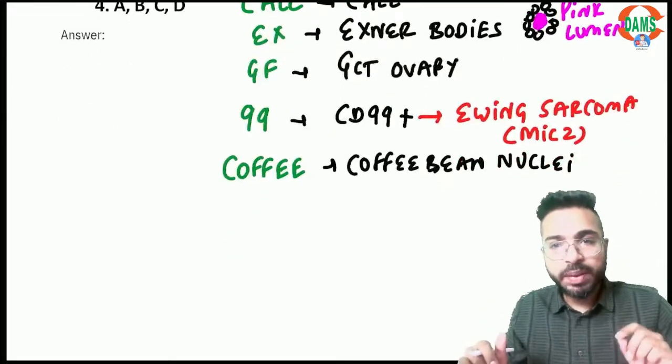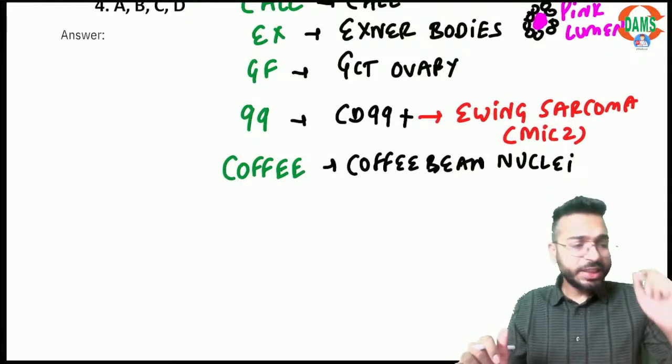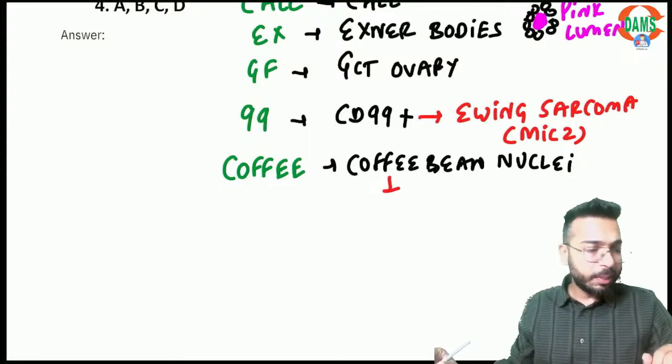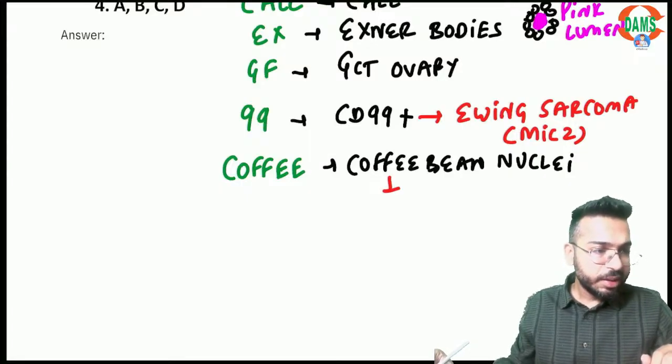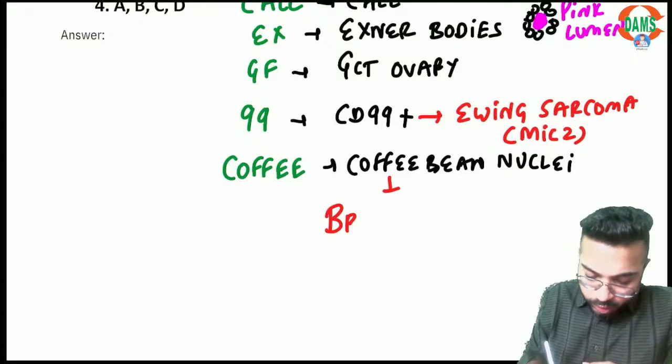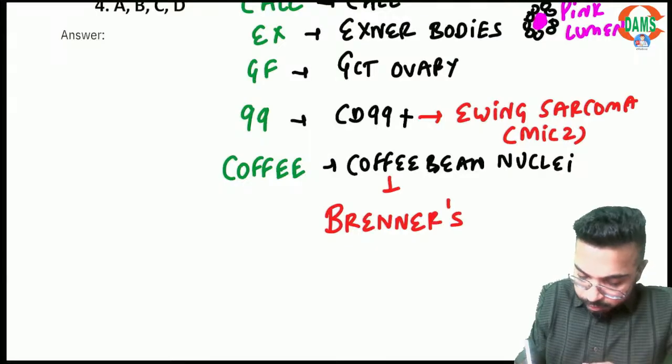And when you see coffee bean nuclei, can you guys tell me which other ovarian tumor has coffee bean nuclei? Which other? Come on, waiting, Amit, Sandhya. Which other ovarian tumor shows coffee bean nuclei? You need to answer this. It has to be Brenner's tumor.